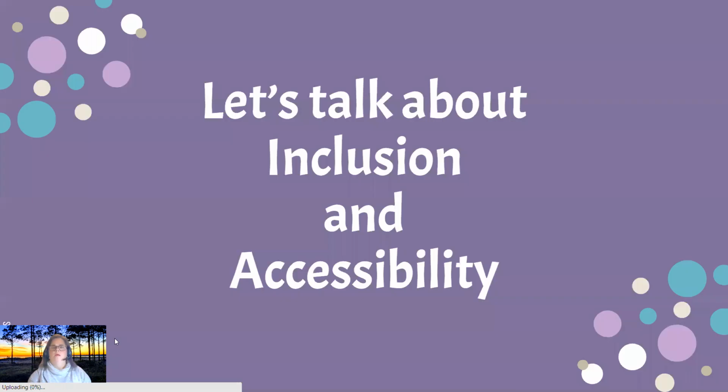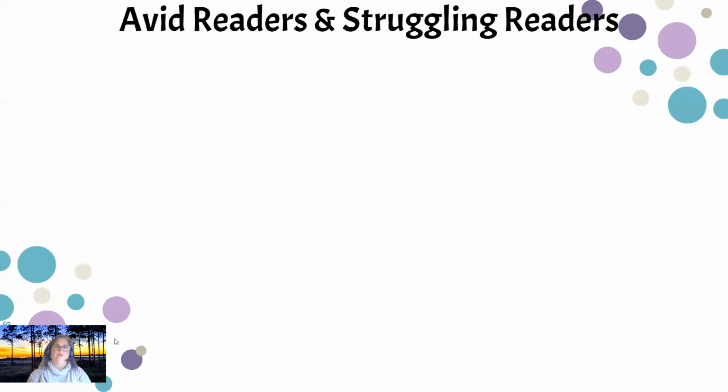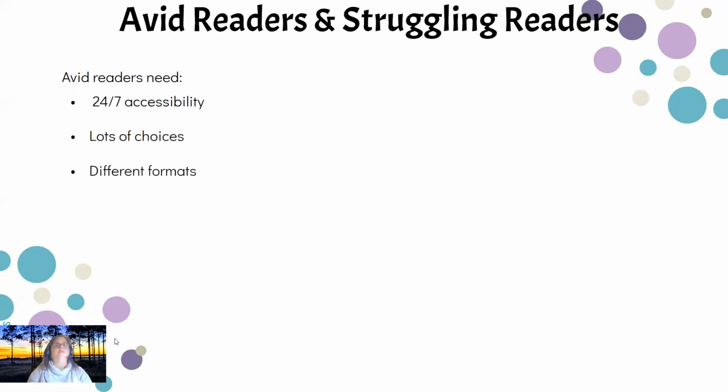So let's talk then about inclusion and accessibility when it comes to ebooks. Typically, you're going to have avid readers and you're going to have struggling readers. And what do avid readers need? Well, they need 24/7 accessibility to titles. They need lots of choices, and they need different formats for those. And they also need offline access. Although students might have internet accessibility at school, they may not have it at home, or they might not be in school right now. So we need to have offline access at times.